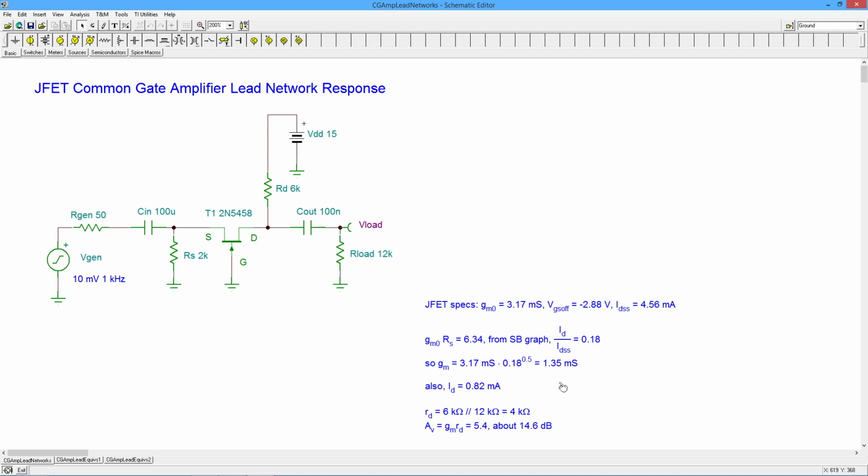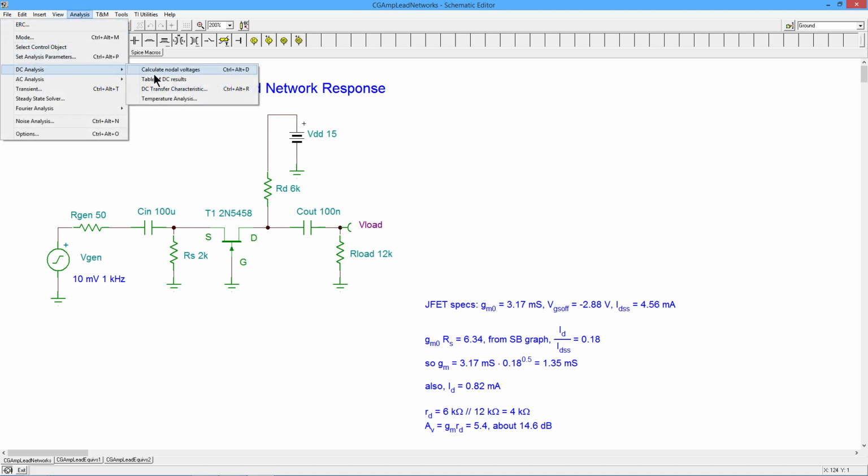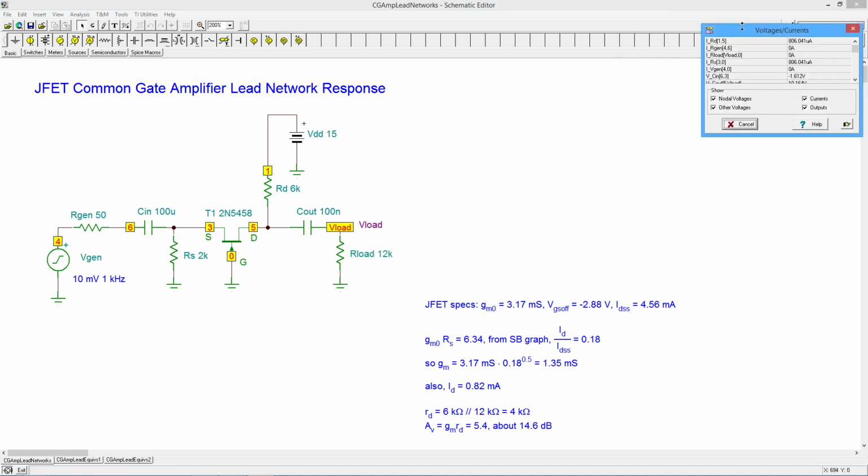Now we can figure out the gain. It's always nice to know what the gain is, right? So that's going to be GM RD, where RD is the AC drain resistance. So that would be this biasing resistor of 6K in parallel with a load of 12K. 6K in parallel with 12K is going to give you 4K. And then we just multiply that by the GM, the 1.35 millisiemens, and we get 5.4, which is a little over 14 decibels. So first, let's do a quick DC analysis just to make sure that everything is where it should be.